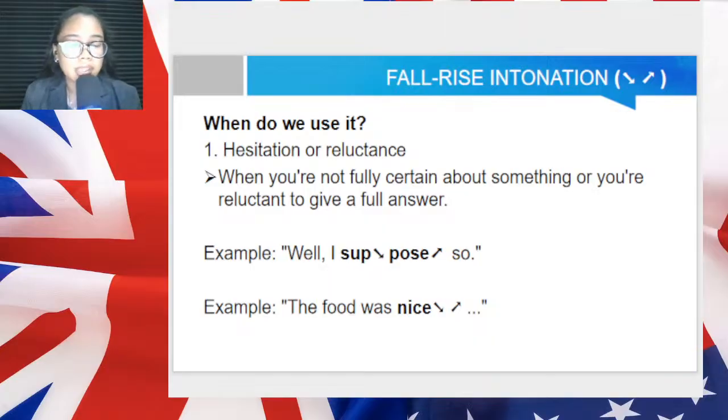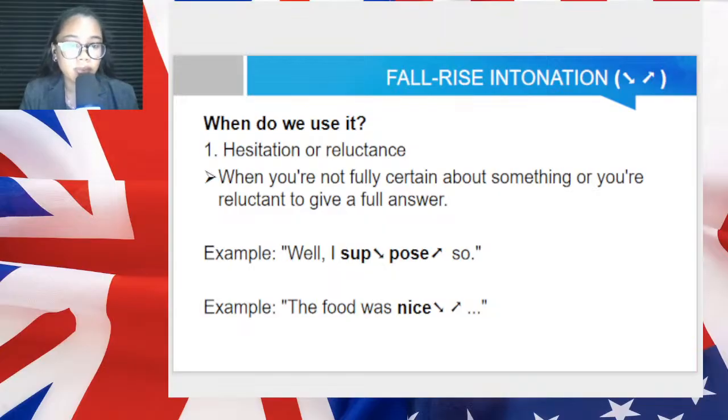Let's examine the first example to illustrate this. Well, I suppose so. Again, well, I suppose so. The phrase "I suppose so" inherently carries a sense of tentative agreement or reluctant concession. When spoken with fall-rise intonation, the vocal contour manifests on the word "suppose." Specifically, the voice would fall on the first syllable, "sup," and then rise distinctly on the following syllable, "pose."